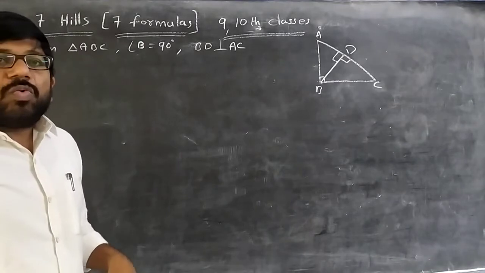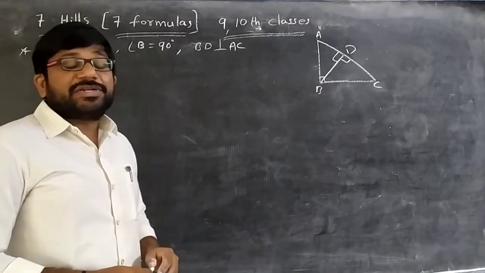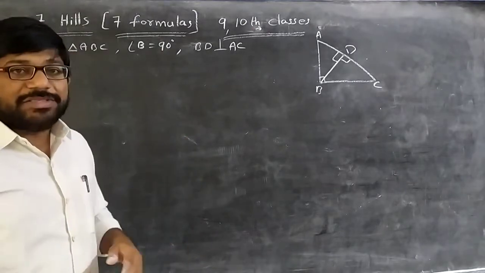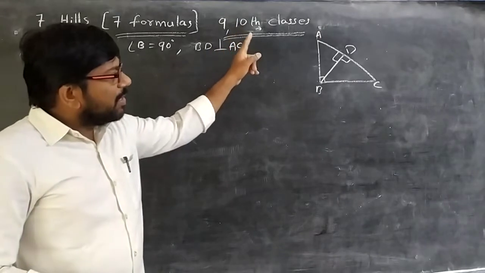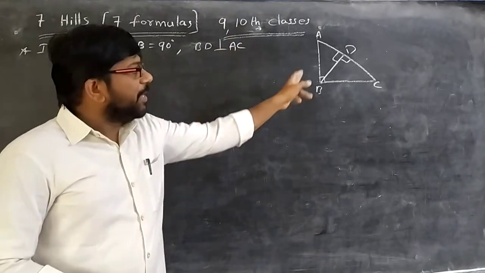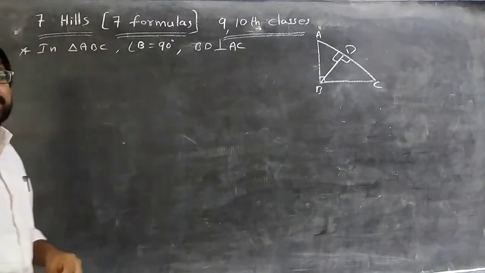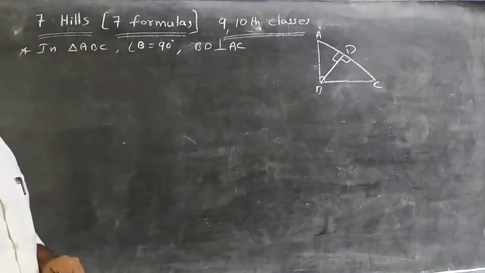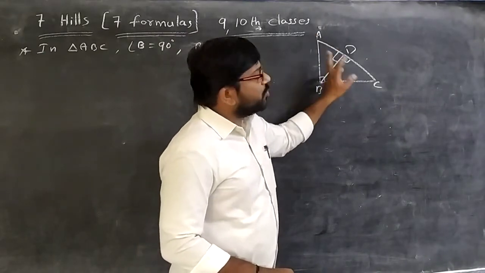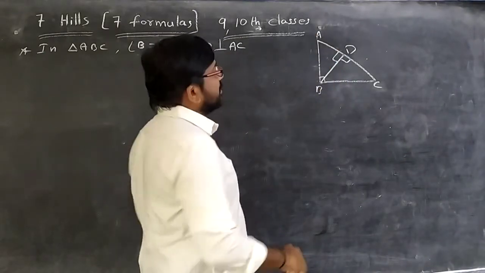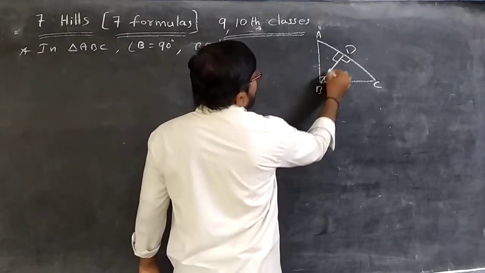Then what do we conclude? There are a total of 7 formulas in any right angle triangle ABC with angle B 90 degrees and BD perpendicular to AC. Let me explain one by one. BD divides it into 2 other small triangles, which are ADB, the first triangle, and BDC.